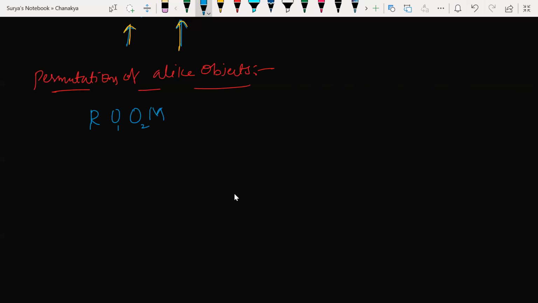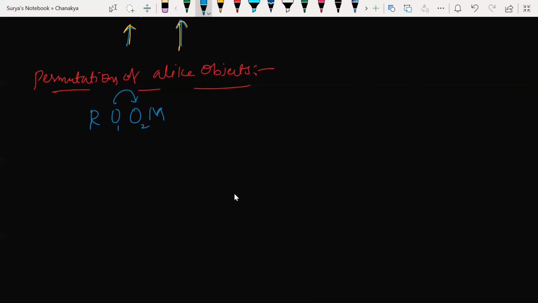We can arrange in how many ways? If I ask you to arrange these four letters in different ways, how can you arrange? Four factorial ways, sir. That is my answer. But here the condition is what? The concept name here is permutations of alike objects, I mean similar objects.